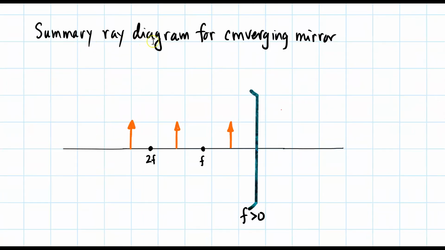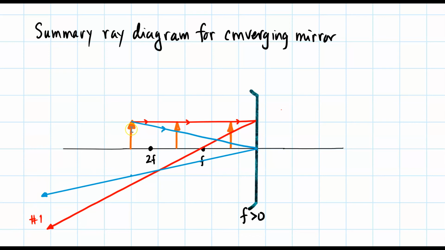We want to draw a ray diagram that summarizes all of the rays for a converging mirror. Ray number 1 never changes. Let's draw that guy in. The only diagram that changes is ray 2. So let's draw for each of them. For outside of 2F, we could see that the rays cross between 2F and F. When the object is between 2F and F, we see that its image is outside of 2F.